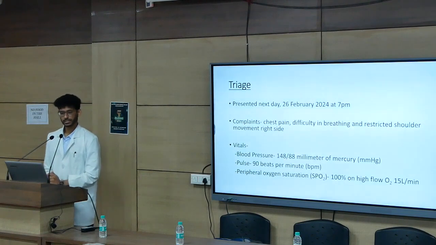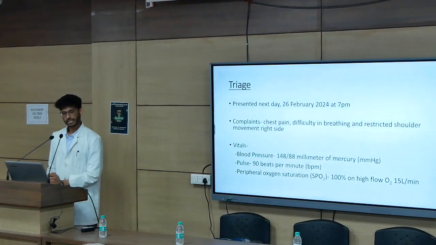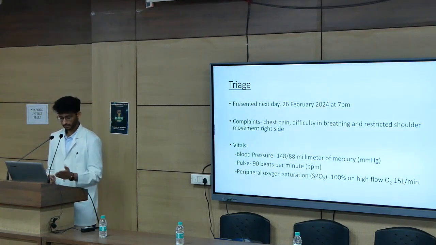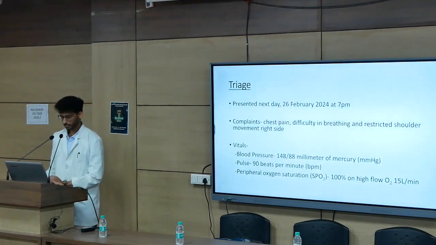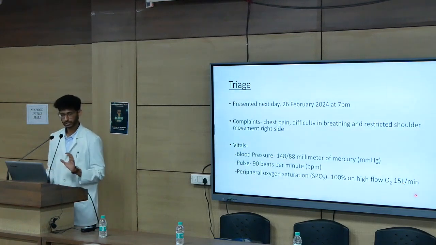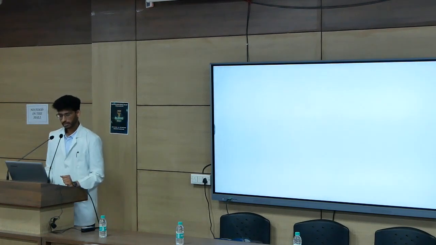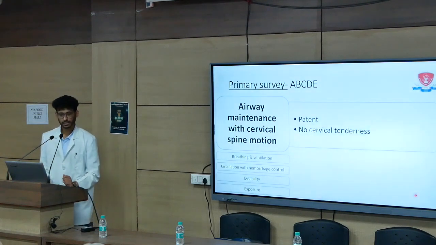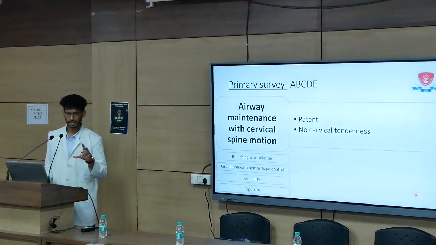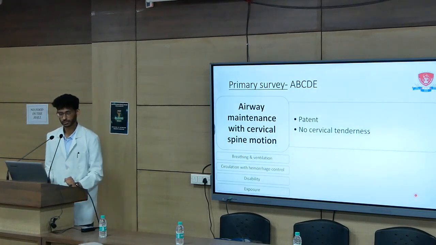The next day, he was referred to a higher center. He presented to our emergency department on 26th February evening with the same complaints of chest pain, difficulty in breathing, and restricted shoulder movement of the right side. His vitals were taken, and his saturation was 100% on high flow oxygen at 15 liters. According to the complaints and the vitals, he was triaged as red. We tapered down the oxygen, but did not completely remove it.